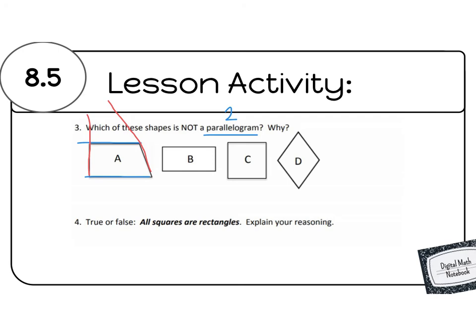B has 2 pairs of parallel sides. It has tops and sides. C has tops and sides. And D has sides that are all parallel. So the one that is not a parallelogram is A. A is a trapezoid, not a parallelogram.